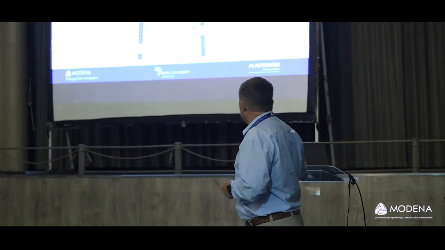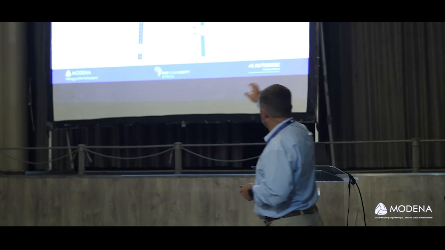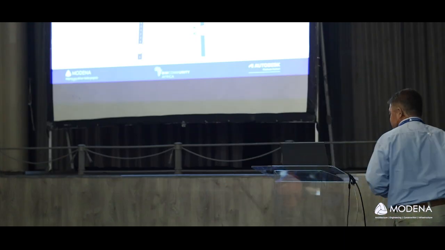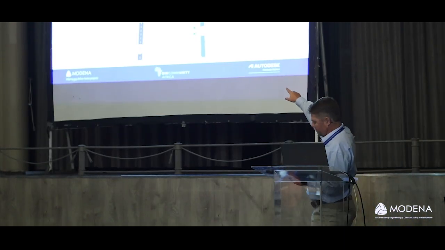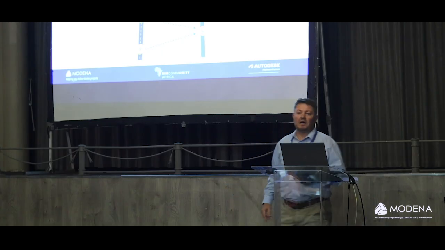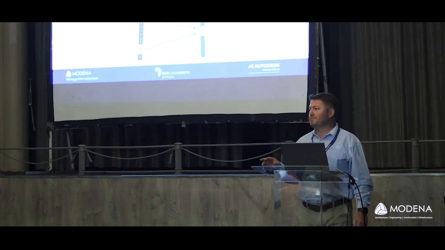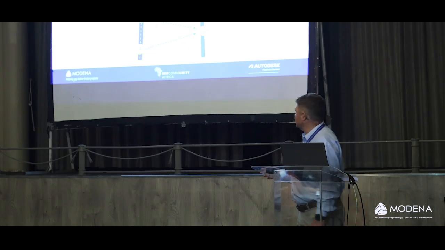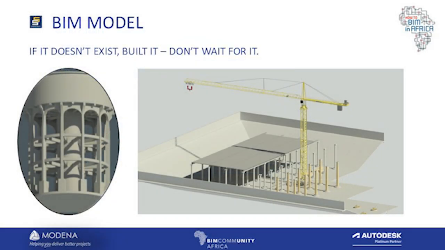I'm going to go to the next slide. That little wheel you see there on the bottom, where the bucket came in, that's the BIM model. Our interpretation of things is, if the BIM model doesn't exist, then you build one. I think this is where the key lies, and we haven't figured it out.